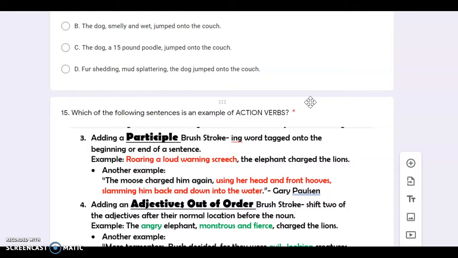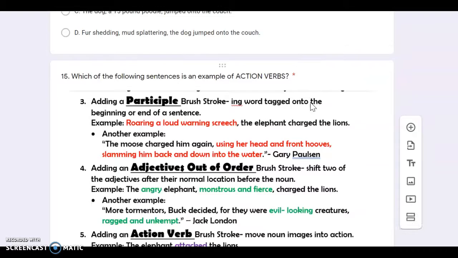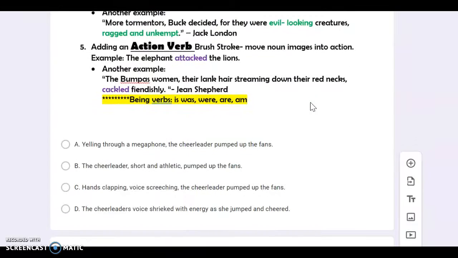Which of the following sentences is an example of action verbs? A, yelling through the megaphone, the cheerleader pumped up the fans. B, the cheerleader, short and athletic, pumped up the fans. C, hands clapping, voice screeching, the cheerleader pumped up the fans. Or D, the cheerleader's voice shrieked with energy as she jumped and cheered.